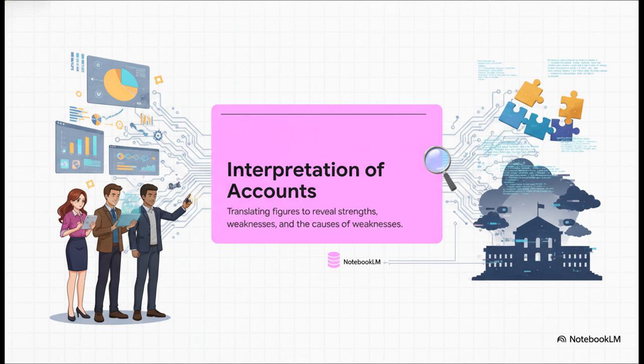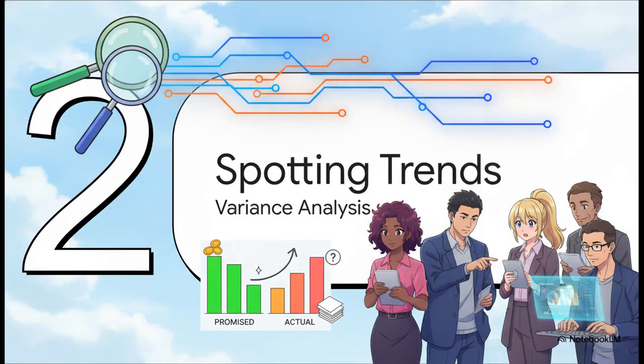As financial detectives trying to gauge management quality, what's super interesting here is that it's simply not enough to know that a government agency is bleeding money or carrying a ton of debt. We have to use analytical techniques to find out exactly why it's happening. Because you can't hold the right people accountable if you don't know the why. Moving right along to Section 2, Spotting Trends with Variance.